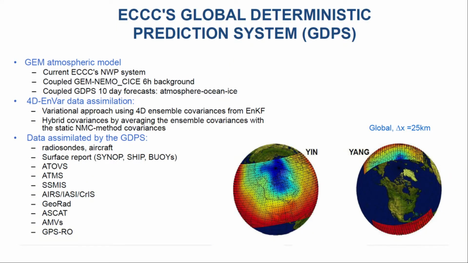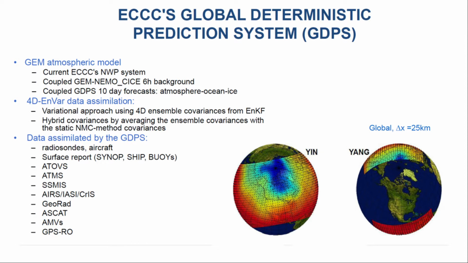0.1 hectopascal. For operational NWP, the GEM model is used in a coupled mode to compute every day a 10-day coupled atmosphere-ocean-CICE forecast. And the GEM model is used in an uncoupled mode to compute the 6-hour background state for the atmospheric data assimilation. But in the weakly coupled data assimilation system, we also run GEM in a coupled mode, like in the forecast mode, to compute the background states.